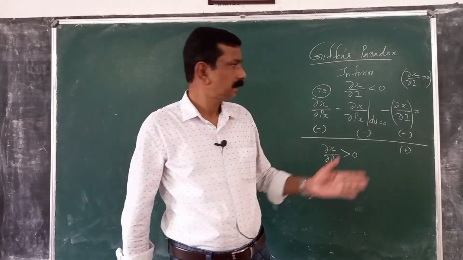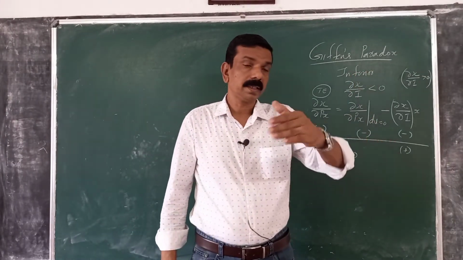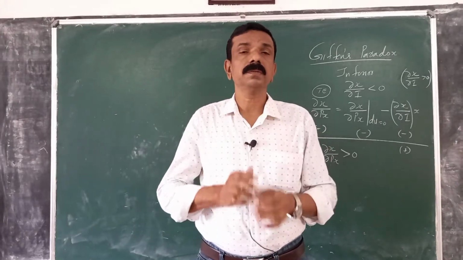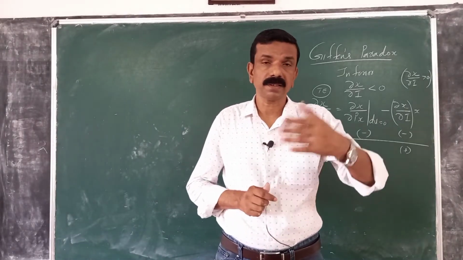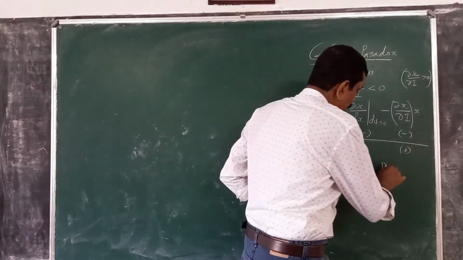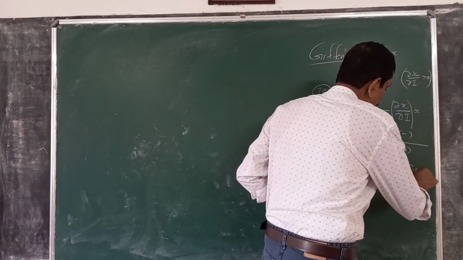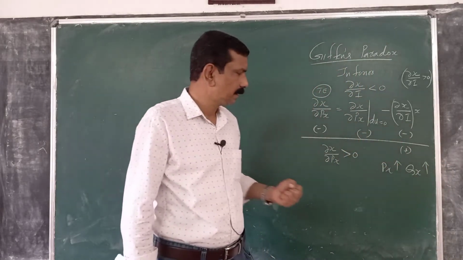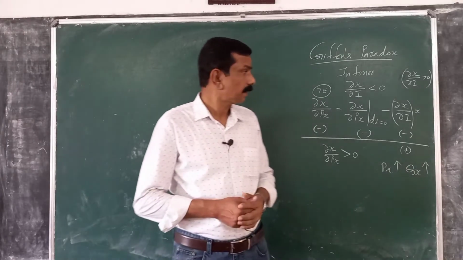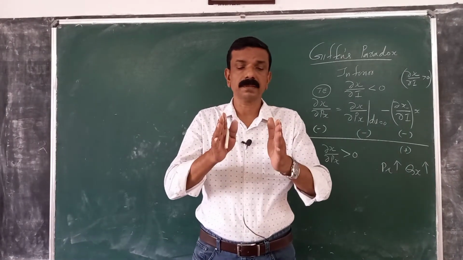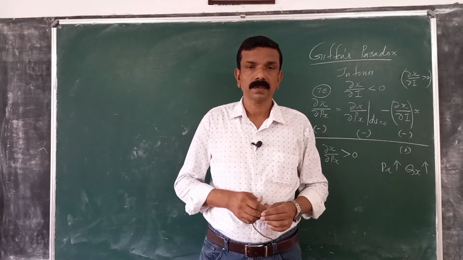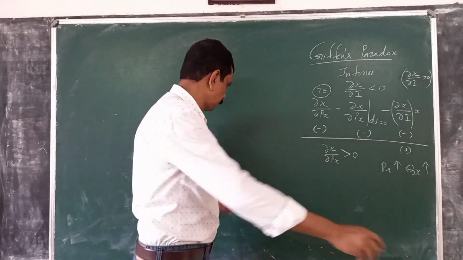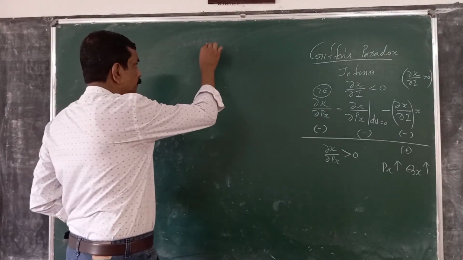Instead of the demand curve being negatively sloped, in such cases it becomes positively sloped. As the price of X increases, the quantity of X also increases. That is a direct relationship between price and quantity demanded of X, and this is known as Giffen goods. Now let us see this in the form of a graph.